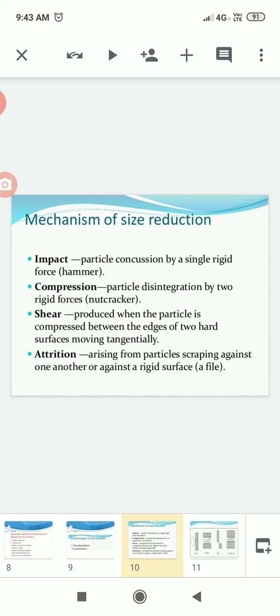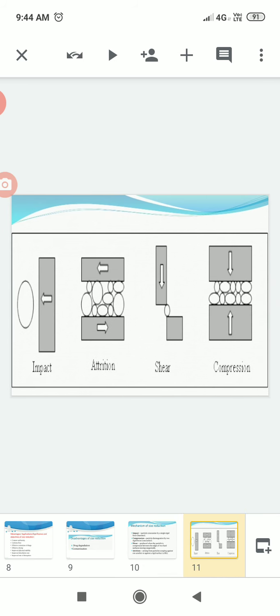Okay, this is about shear. It is produced when the particle is compressed between the edges of two hard surfaces that move tangentially. This is the shear mechanism. And the last, attrition. Attrition arises from particles scraping against one another, right? Or against a rigid surface like a file. Okay, this is the attrition mechanism. See, you can see the diagram: impact, attrition, shear and compression.